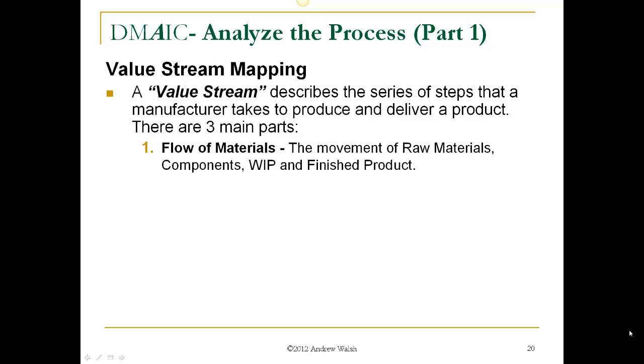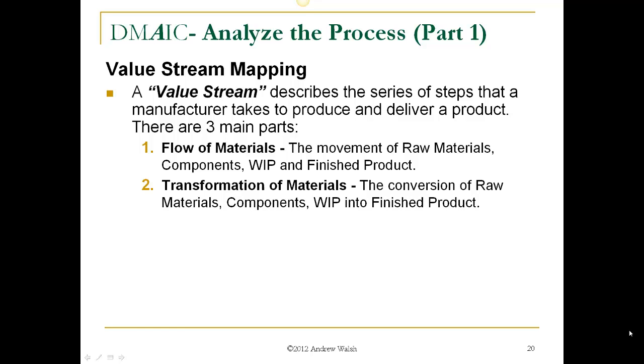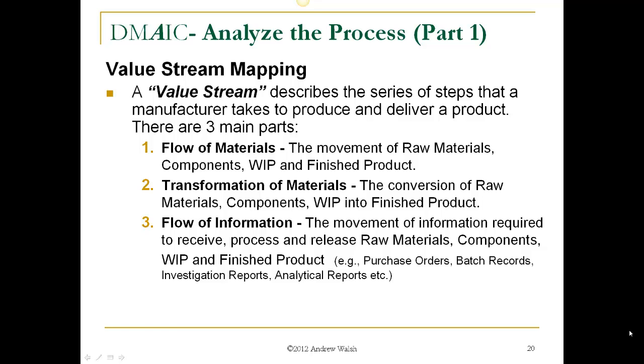One is the flow of materials, the movement of raw materials, the components, work in progress, and finally the finished product. The other is the transformation of materials, the conversion of raw materials, components, WIP into the finished product, or raw materials and their components into WIP at various stages. And then flow of information, and this is the movement of information required to receive, process, and release raw materials, components, WIP, and finished products.